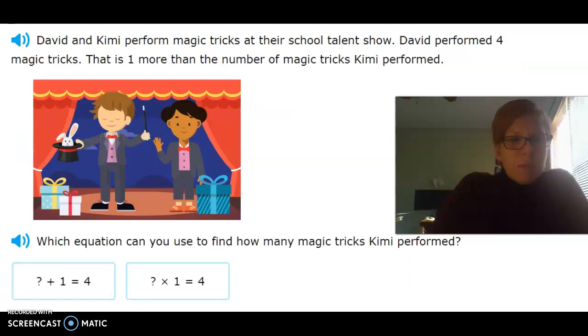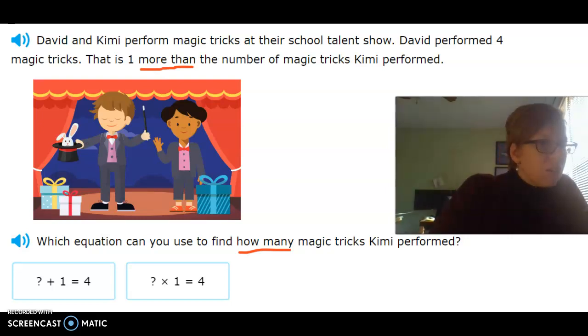All right, David and Kimmy performed magic tricks at their school talent show. David performed 4 magic tricks, and that is 1 more than the number of magic tricks Kimmy performed. Which equation can you use to find out how many magic tricks Kimmy performed? Well, my friends, keywords. If you want to know what you're doing in a word problem, look at the keywords. So I see more than. I see how many down here. I don't see the word each. I don't see the word every. I don't see equal groups. I don't see times, 2 times as many. Okay, so I believe that we are adding in this word problem.